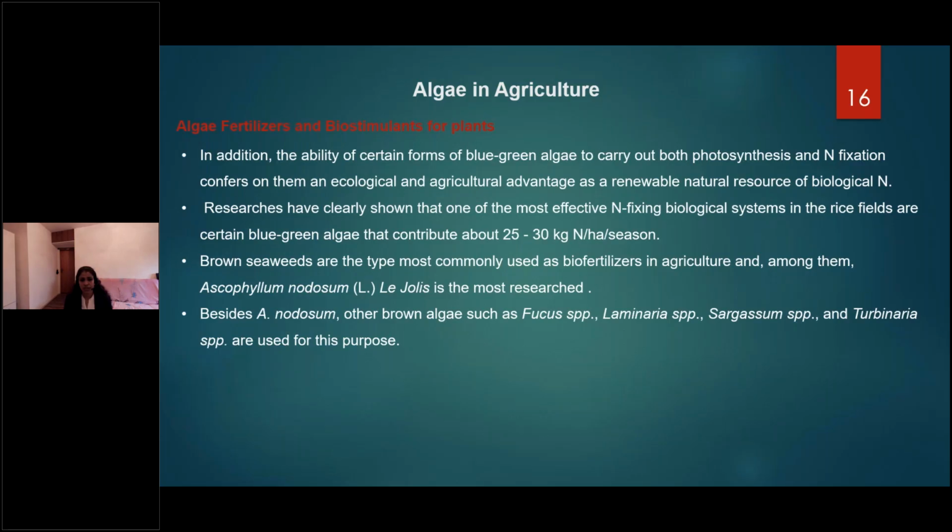Brown seaweeds are the type most commonly used as biofertilizer in the agriculture field. Among them, Ascophyllum nodosum is the main species and is the most researched. Besides Ascophyllum nodosum, other brown algae such as Fucus, Laminaria, Sargassum, and Turbinaria species are also used. Regarding the species, I'll come across that in the next part.